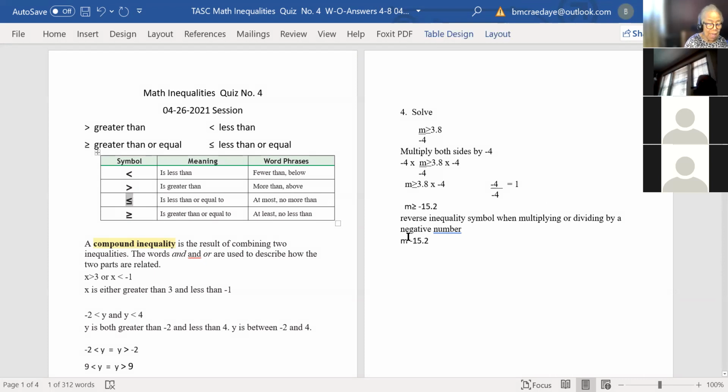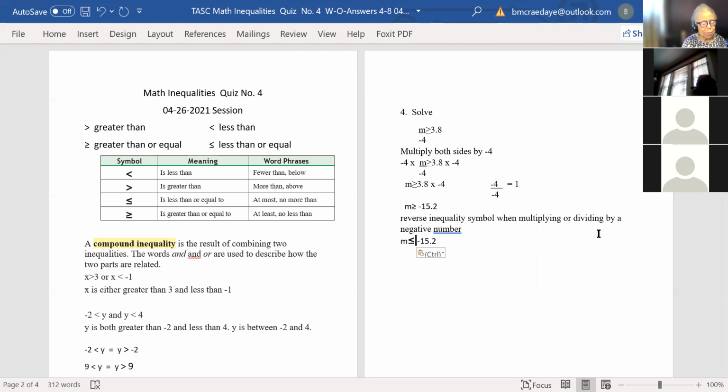And now we put that inequality symbol here, okay? So M is less than or equal to negative 15.2. Now notice your sign stays the same. It's still negative, right? You don't change that sign. You only change the sign when we're reversing a symbol.